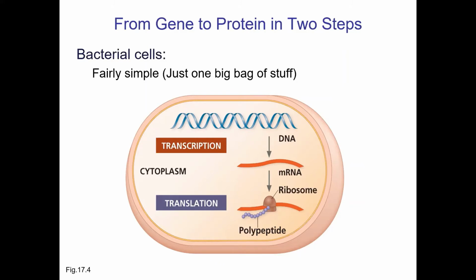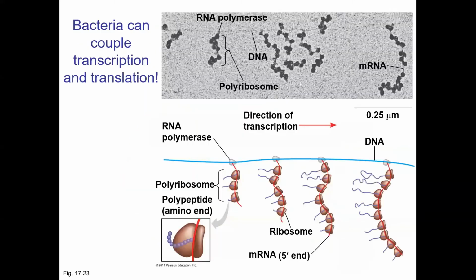They don't have any compartmentalization. They have just a cytoplasm where all these processes are occurring, so transcription and translation. And remember last day we talked about how these things can actually happen simultaneously. So you can see we have a strand of DNA right here. This is my DNA. And you've got the RNA being produced.